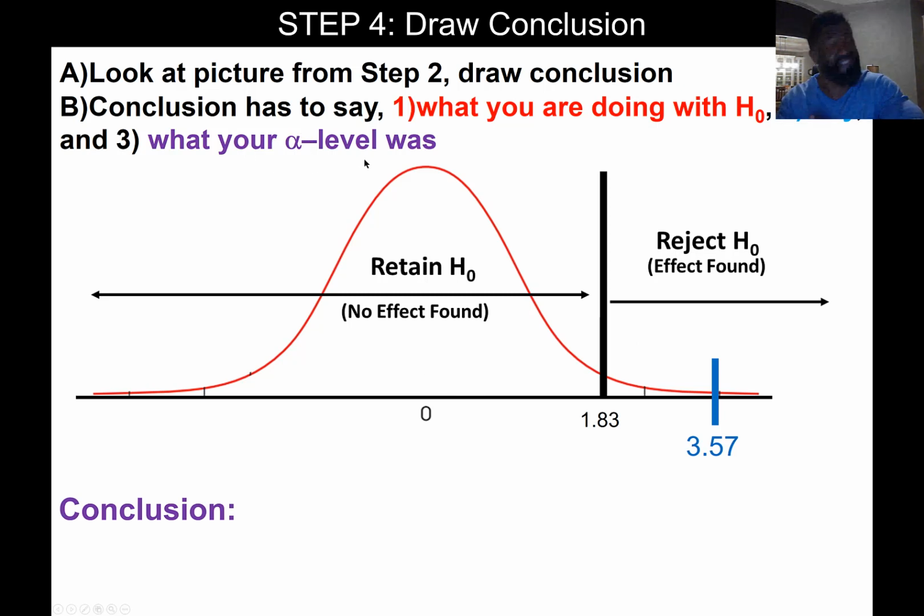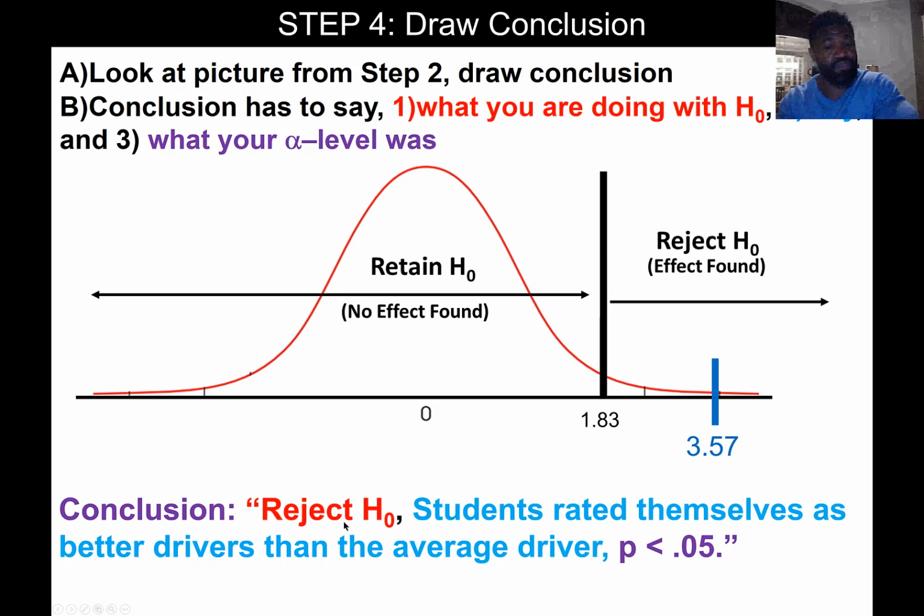And now we have to write the conclusion, and the conclusion, just like it did with the z-test, has to say these 3 things. It has to say, 1, what you're doing with the null hypothesis, whether you're rejecting it or retaining it. 2, you have to say why in a meaningful way that'll tell people what happened in the study. And then 3, you have to tell us what the alpha level was, okay? So what you should write for something like this would be reject H0, right? Because we're rejecting the null hypothesis because we're out here.